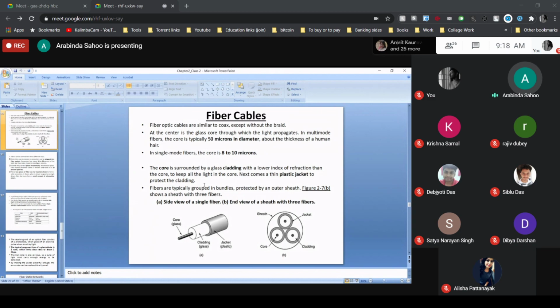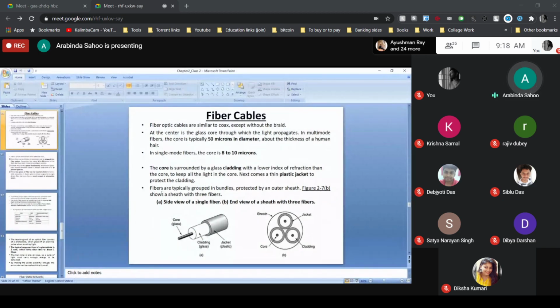Simply remember this fiber optic cable consists of three parts. Number 1 is your core, number 2 is your cladding or glass, and number 3 is your jacket. This is basically used to protect the cladding, or it is used for protection.